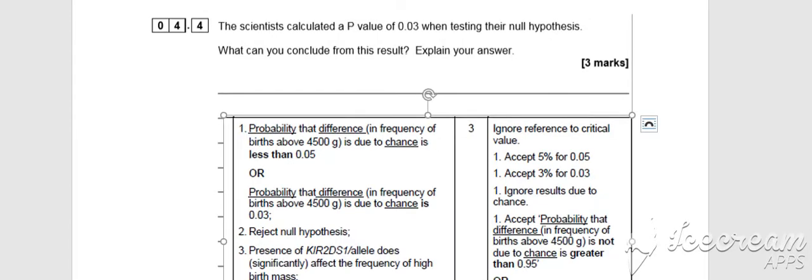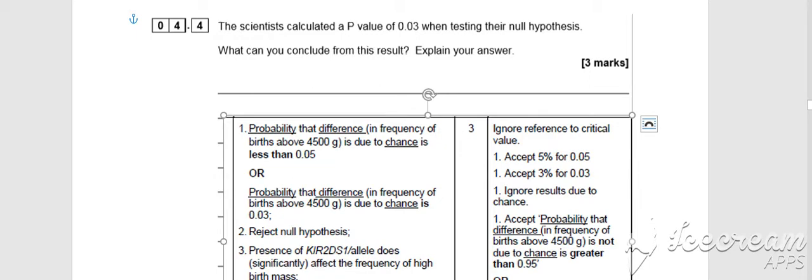So part of 4.4 tells us that the scientists calculated a p-value of 0.03 when testing their null hypothesis. What can you conclude from this result? So the magic number that we are looking for in science is a probability of 0.05, or the idea of a 5% probability. So as our number is lower than that, then we would look at the probability that the difference is due to chance is less than 0.05 or less than 5%, or we could state that the probability that the difference is due to chance is 0.03.